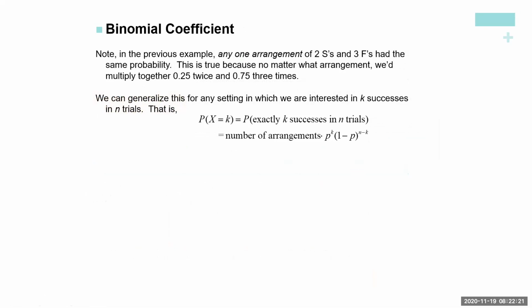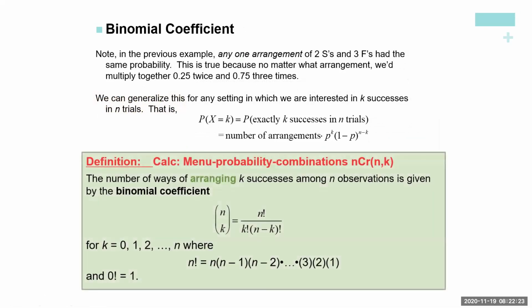So we can generalize this into an equation. If I want to find the probability that X equals a certain number of successes based on the trials, I can write that as the probability of success raised to the exponent of how many successes I want, times the probability of failure, 1 minus p, raised to the number of failures.